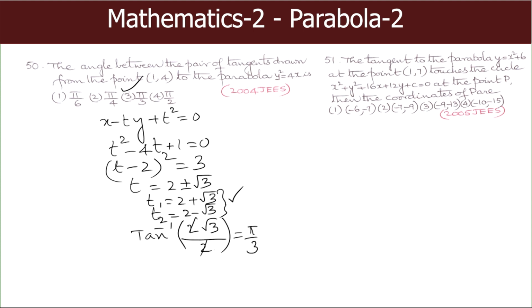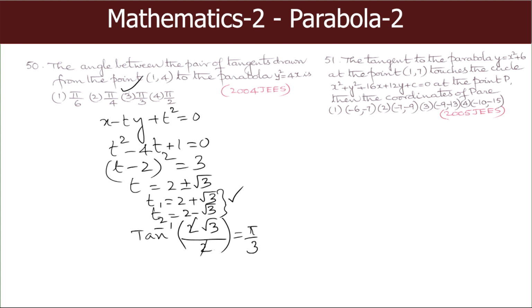The next question, 2005 joint entrance screening. The tangent to the parabola y is equal to x square plus 6 at the point (1, 7) touches the circle x square plus y square plus 16x plus 12y plus c equal to 0 at the point P. What are the coordinates of P?